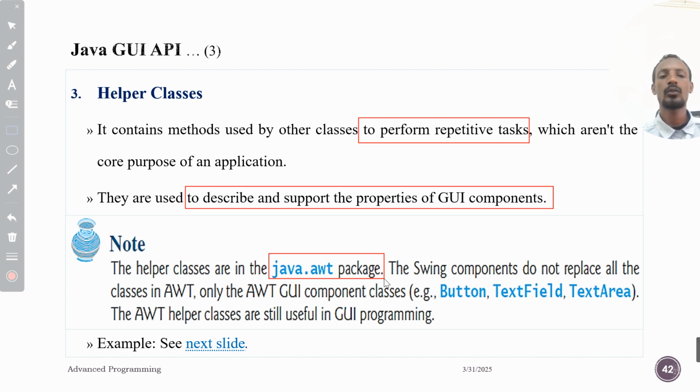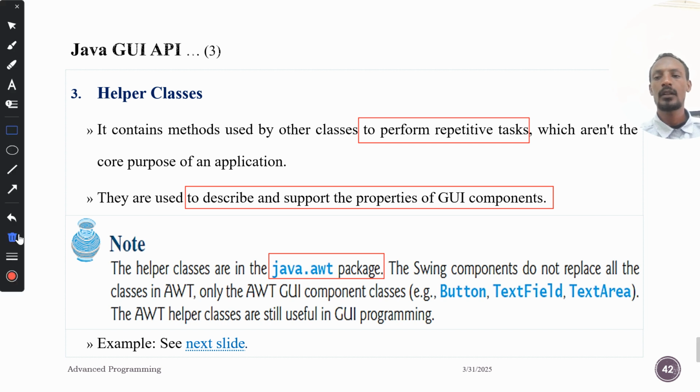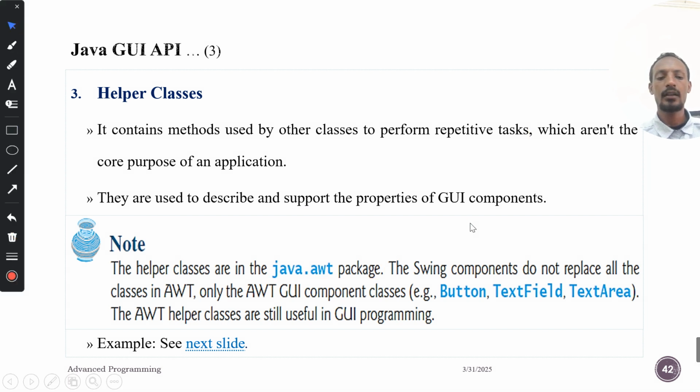The Swing components do not replace all classes in AWT, only the AWT GUI components. So Swing, which is an extension of AWT, becomes an advanced version of AWT on GUI components only. The helper classes are still common in AWT and in Swing. The examples of helper classes are given in the next slide, as you can see here.